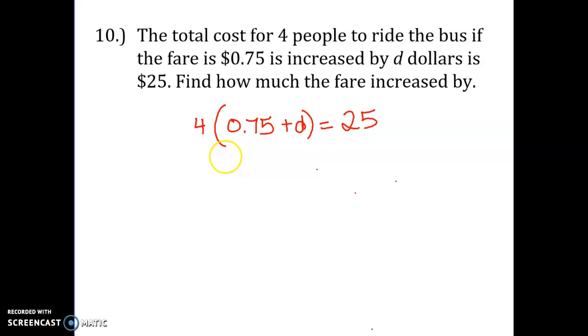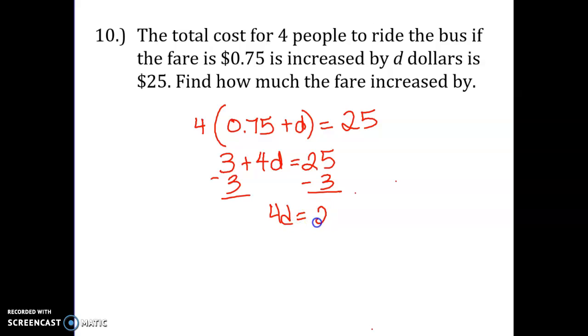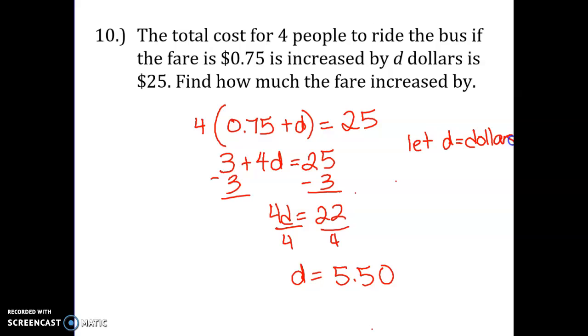We multiply and distribute. We've got 3 plus 4D is equal to 25. Okay, and then we subtract 3 from both sides. 4D is going to be equal to 22, so that when we divide by 4, the difference is going to be $5.50. Okay, so it's D dollars. So our let statement was let D equal the dollars. Okay, so how much did it increase by? Because it's money, it's going to be $5.50.